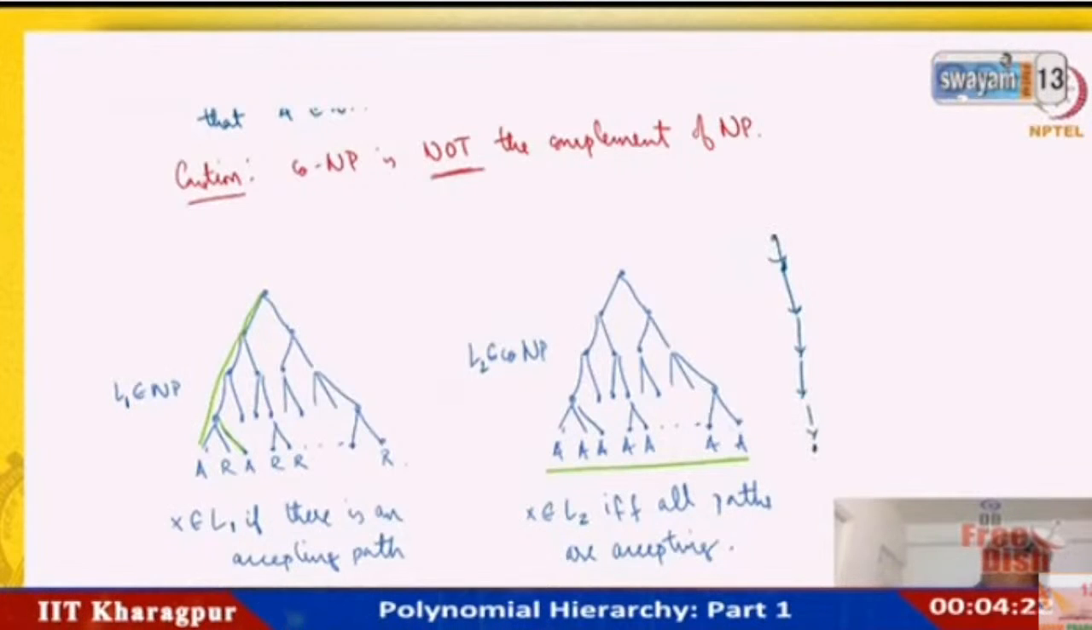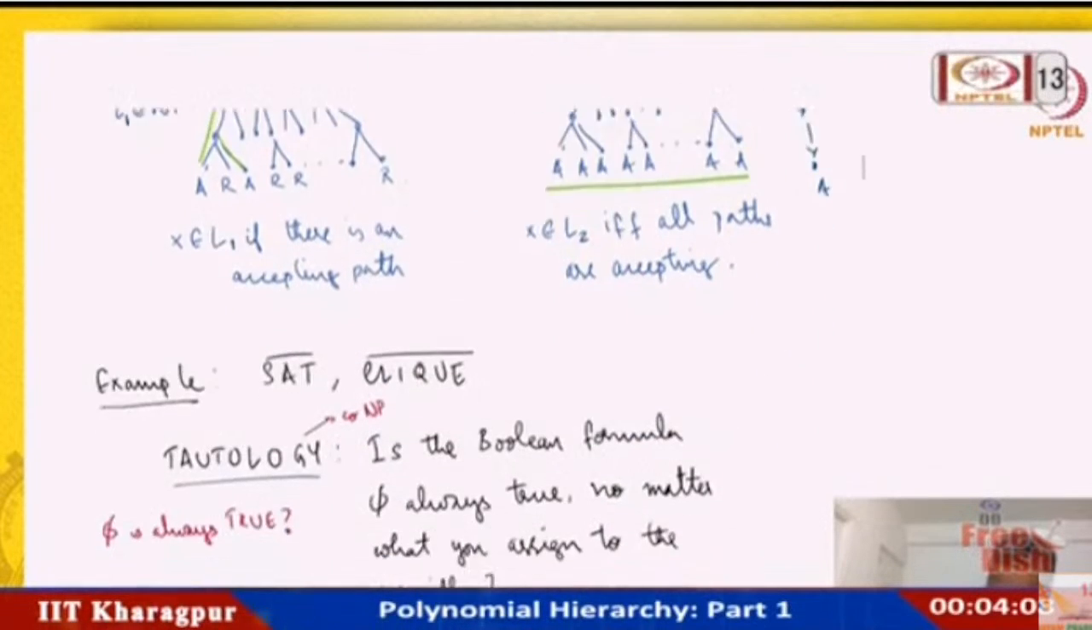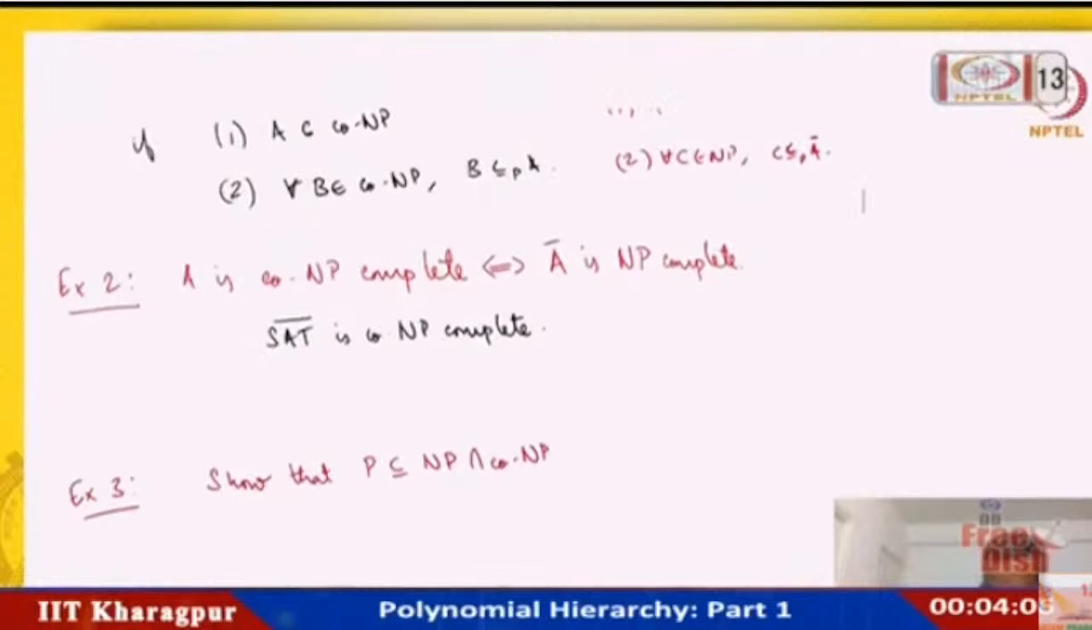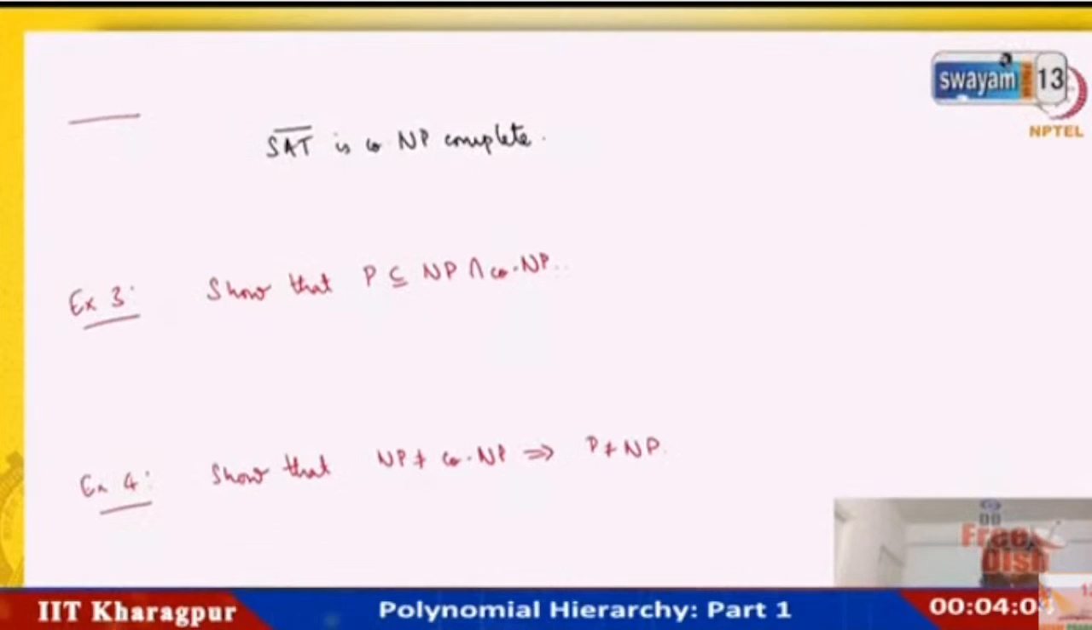If the string is in the language, then this is an accept. If the string is not in the language, this is a reject. So if it is an accept, it satisfies this as well as this, the condition for NP as well as the condition for CoNP, right? So any language in P is also in CoNP.